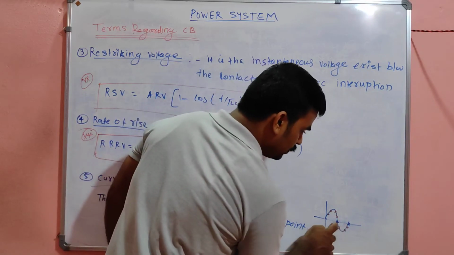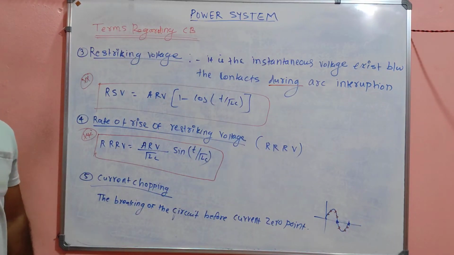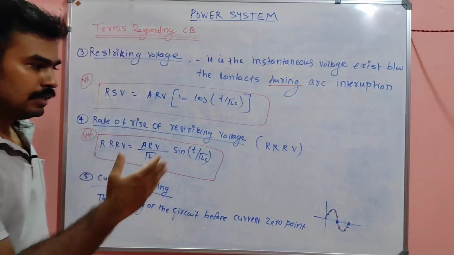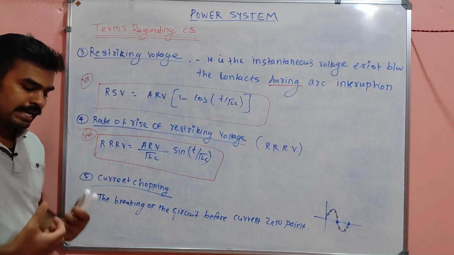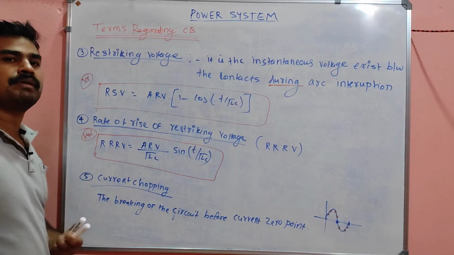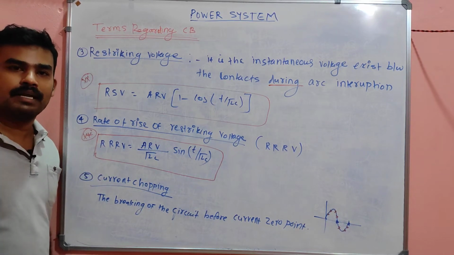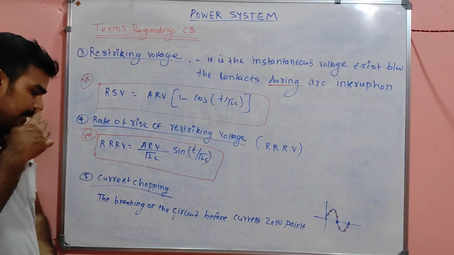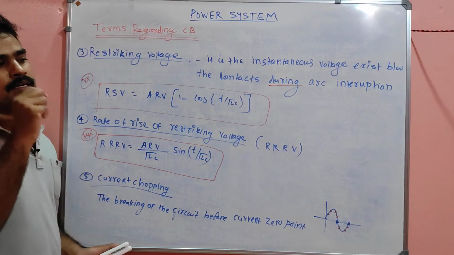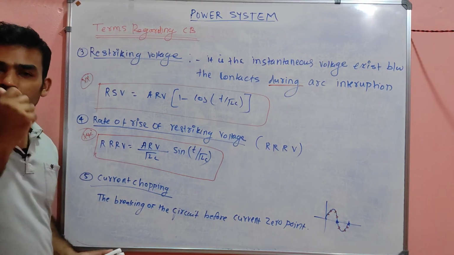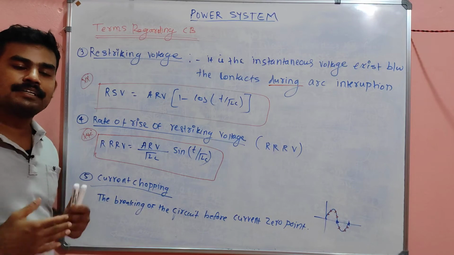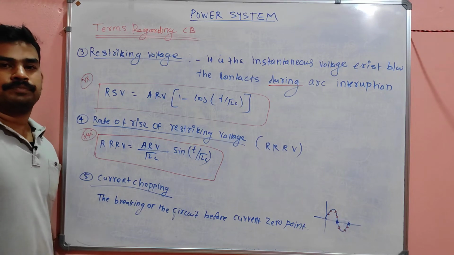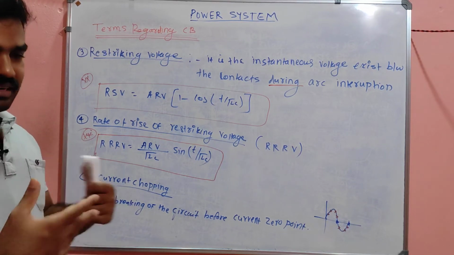Rather than at the natural zero point, if you try to break the circuit, what happens? More and more arc will be produced because the current is not zero there. A very huge arc will exist between the fixed contacts of the circuit breaker, and if you continuously do it, that is current chopping, the fixed contacts of the circuit breaker will slowly deteriorate, and finally blow off completely. It will deteriorate and be destroyed.